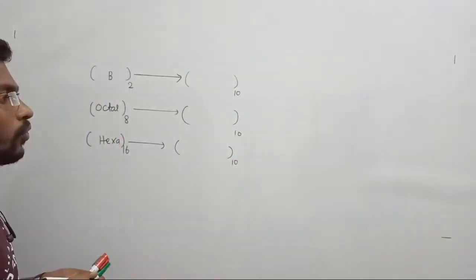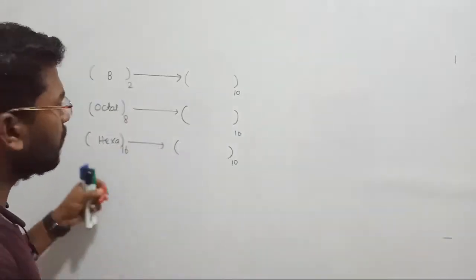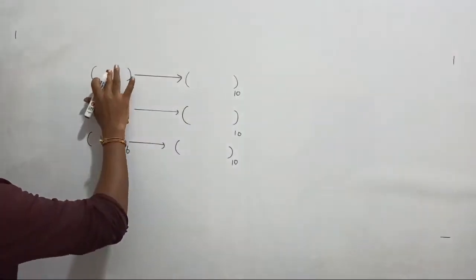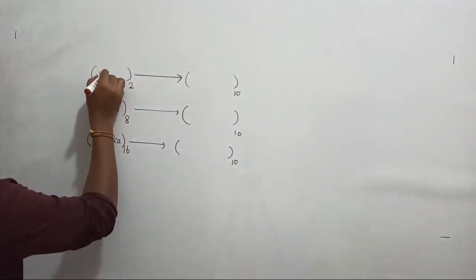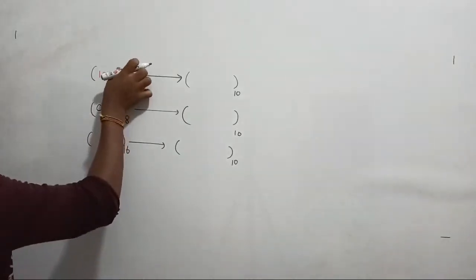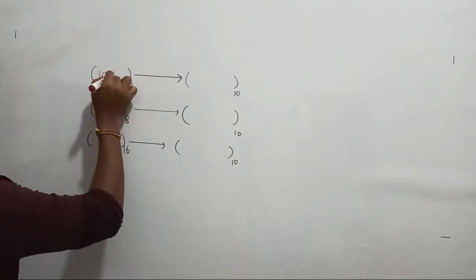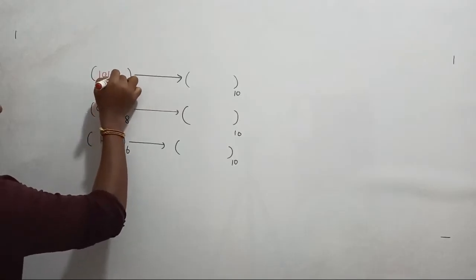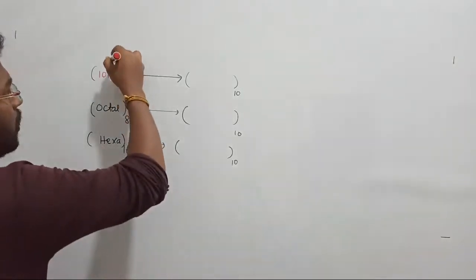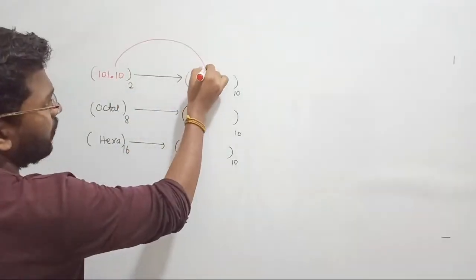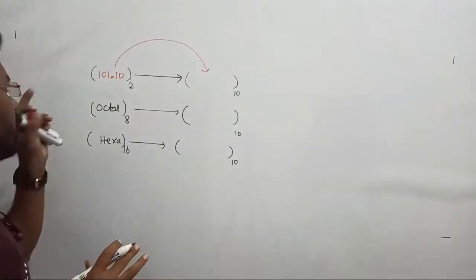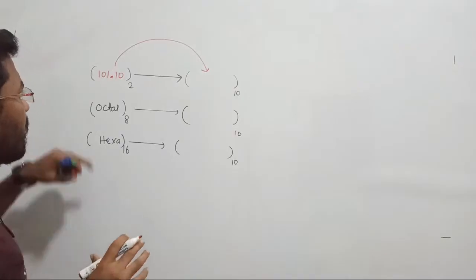Now, what I am going to consider here, for example, I have a binary value. That binary value is given as, let us take some 1 0 1 0 1. We can also consider some fraction value for understanding: 101 point, let us consider 0.10. Something is given like this. Now the question is, what will be its equivalent value? It's very easy.